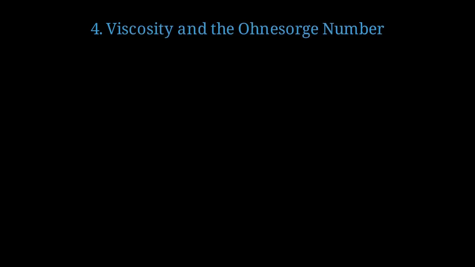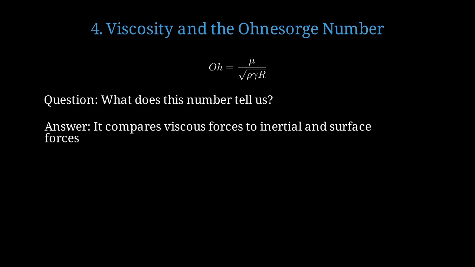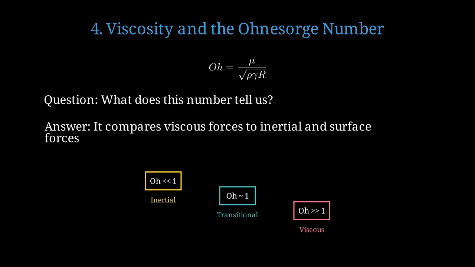Viscosity introduces another layer of complexity through a dimensionless number. The Ohnesorge number equals viscosity divided by the square root of density times surface tension times radius. What does this strange number actually tell us about coalescence? It compares viscous damping forces to the combination of inertia and surface tension. It determines the character of coalescence. When Ohnesorge is much less than 1, coalescence is inertial and violent. When much greater than 1, it's viscous and smooth. Near 1, we see transitional behavior.